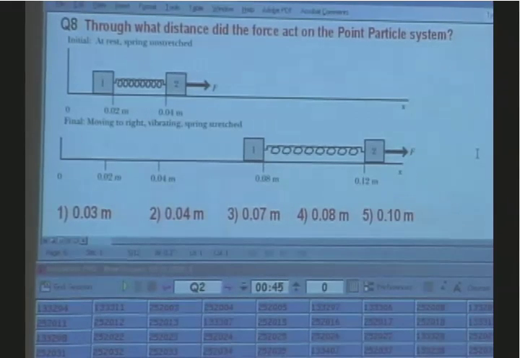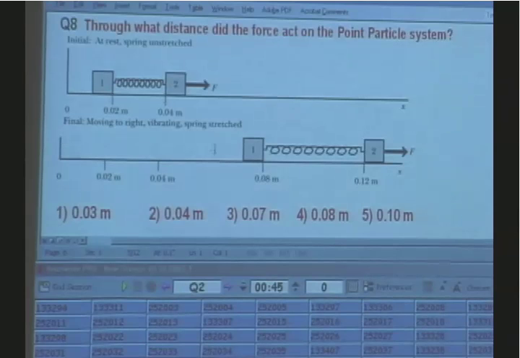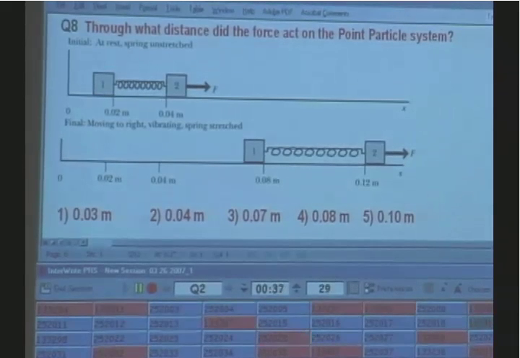Let's just practice identifying distances. This is 0.02 meters, that's 0.04 meters. Here, this is 0.08 meters, and this is 0.12 meters. And the question is, if you're going to analyze this system as a point, Superman crushes the system down to a point, what is that displacement that you're going to use for the analysis of the point particle system? How far did this squishy point move? 0.03 meters, 0.04 meters, 0.07 meters, 0.08 meters, 0.1 meters.